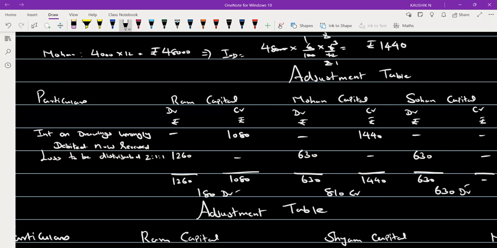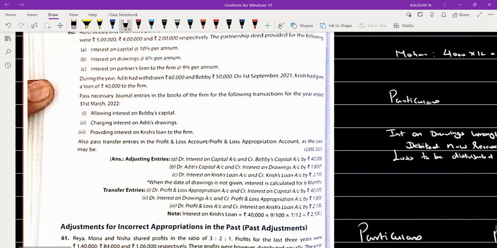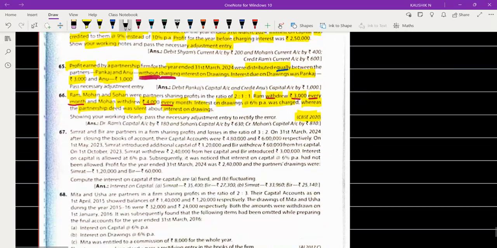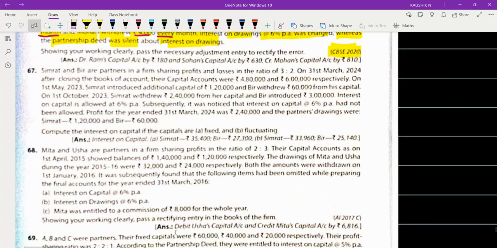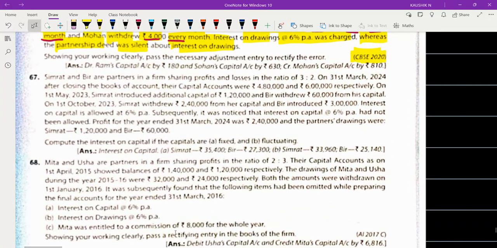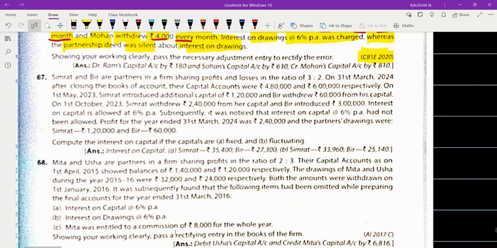Okay, everyone? Okay, good. Now come to problem number 67. What is mentioned in 67? Can anyone read the problem? 67th problem.